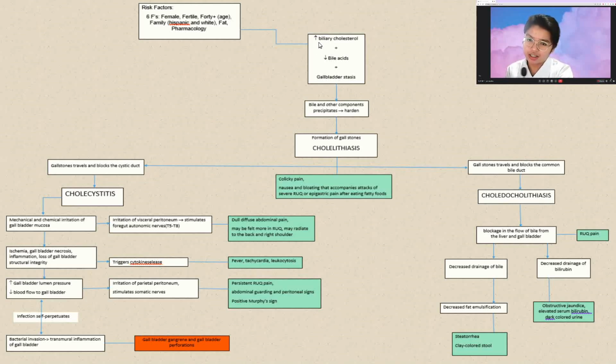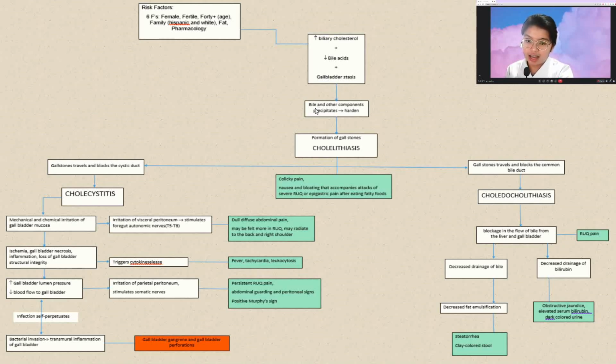So if there is increased biliary cholesterol plus decreased bile acids plus gallbladder stasis, it means that your gallbladder is not performing as it usually should. This is almost always attributed to age.